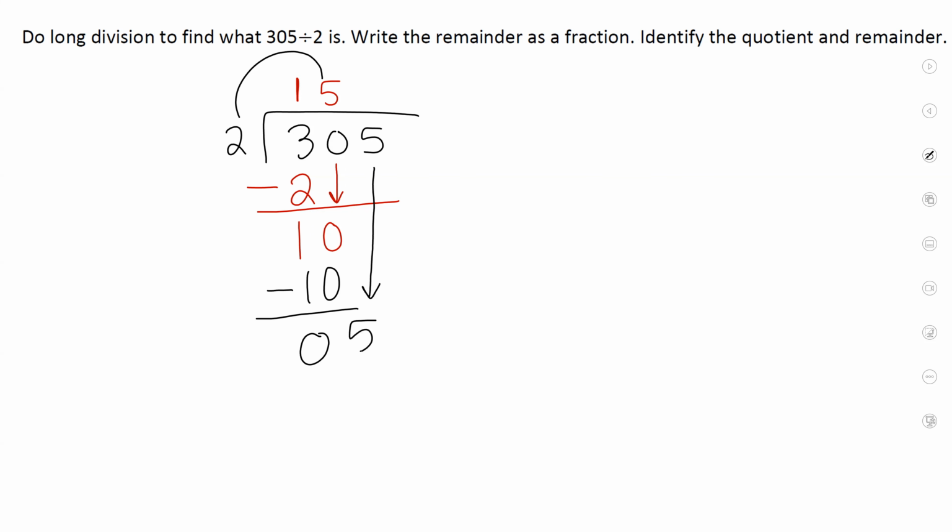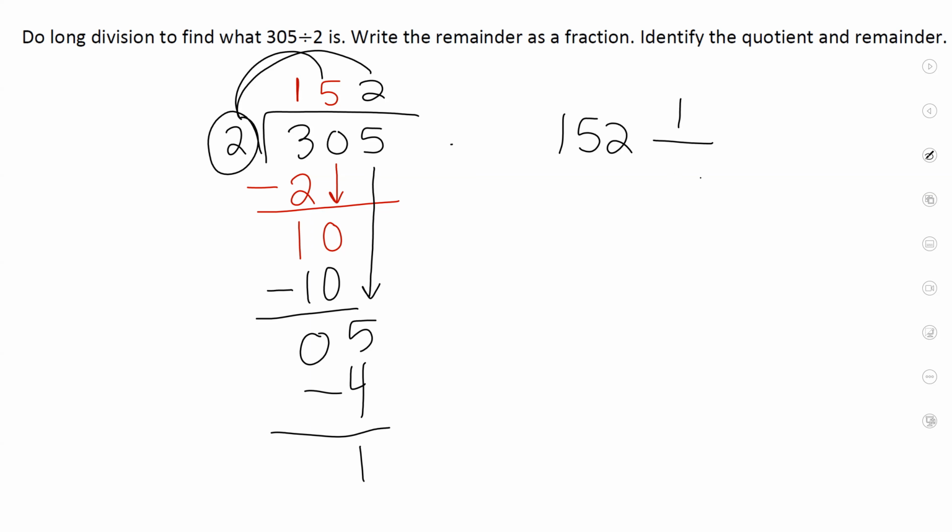2 times what will get you very close to 5? 2. Then we multiply. 2 times 2 is 4. Again, change the sign. Make it a minus. 5 minus 4 is 1. So guys, that's your remainder. We have no more numbers to bring down. So your answer is 152. And your remainder is 1 over what we divided by, 2. So this should be your answer.